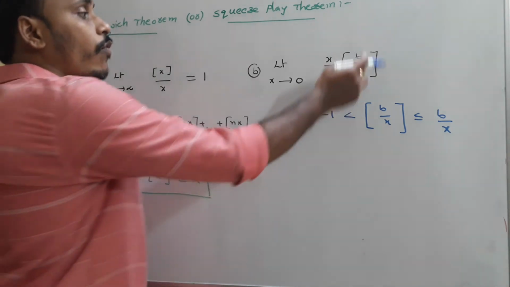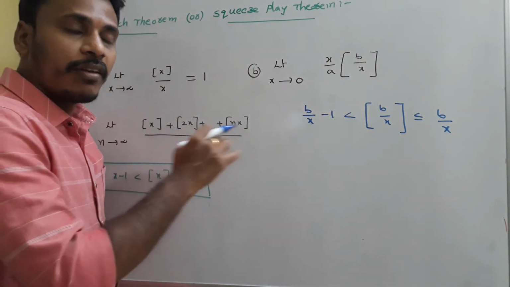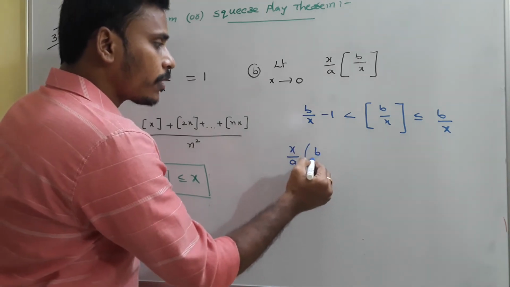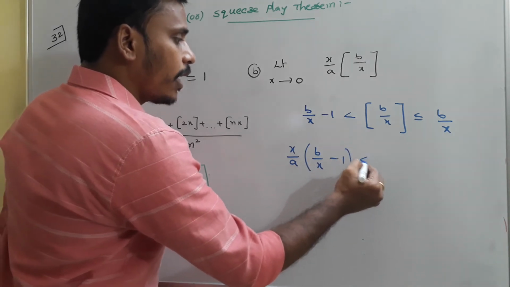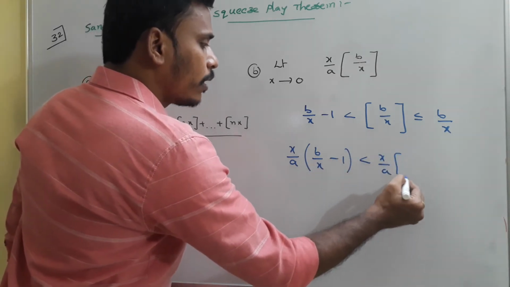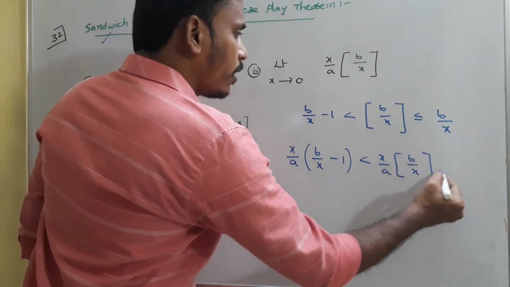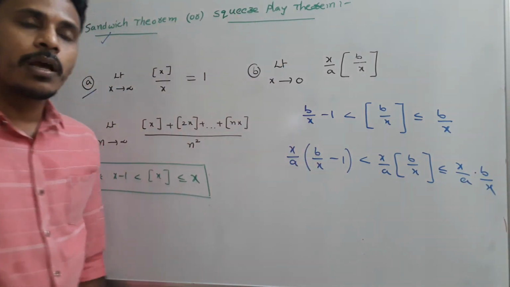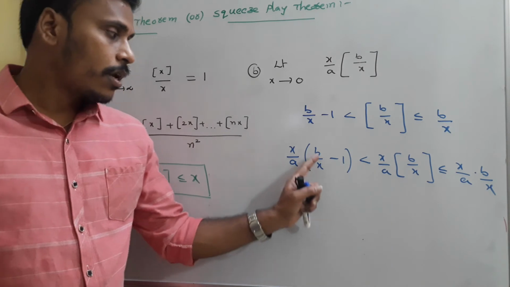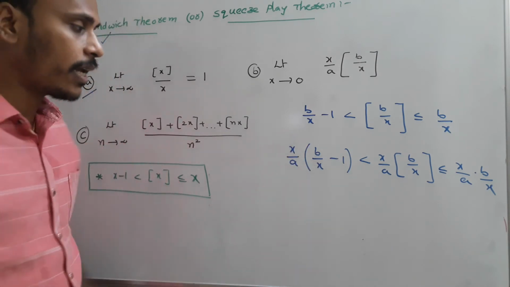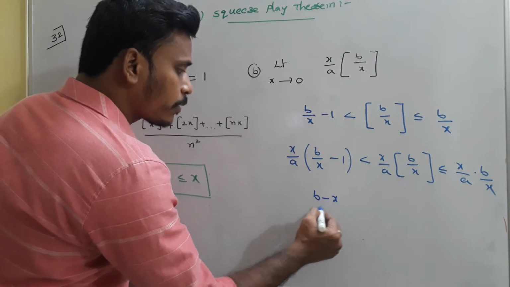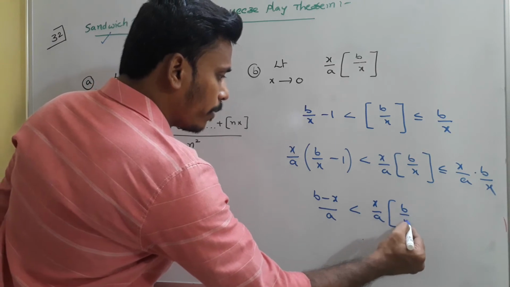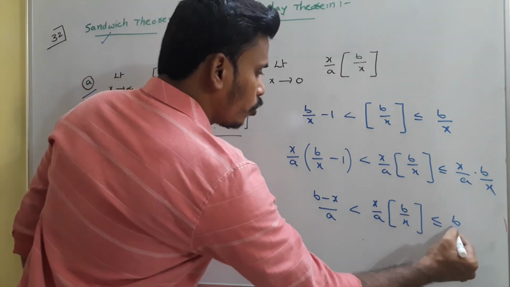But our intention is to find this limit. So multiply everything with x by a. Then it becomes: x by a into b by x minus 1 is less than x by a into step of b by x is less than or equals to x by a into b by x. And now when you simplify this part, b minus x by x, and x will get cancelled. You are left with b minus x by a is less than x by a into step of b by x is less than or equals to b by a.